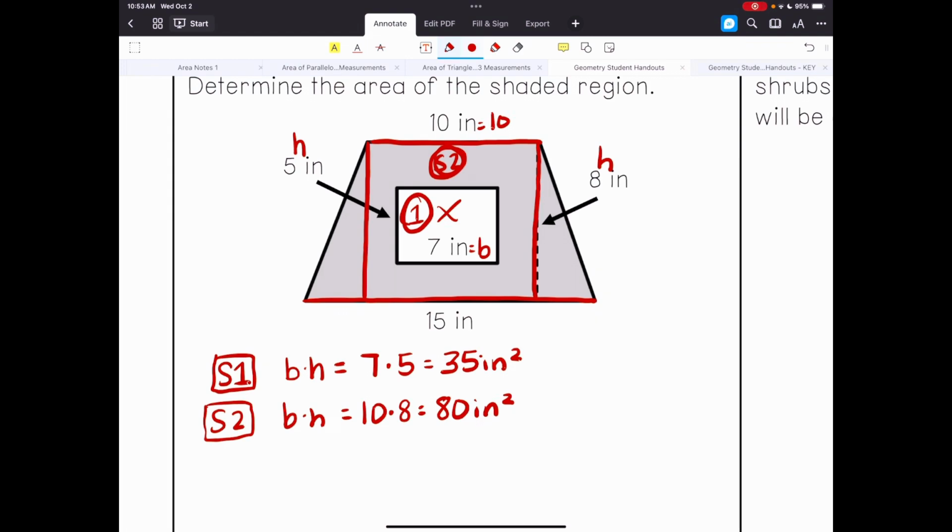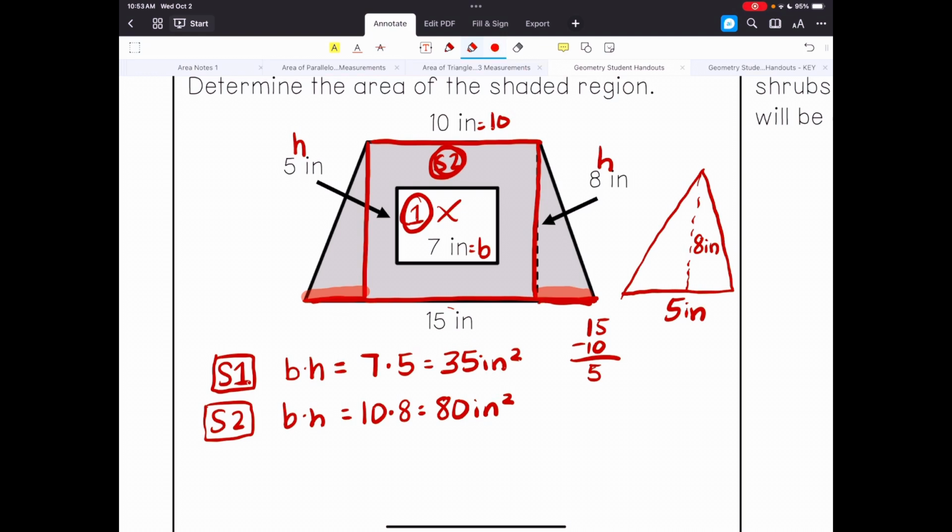Now, for the two triangles on the end, that's where things get a little bit trickier because we actually have to look at putting those two triangles together. So if I slide those two triangles together, they create one big triangle like this. If I slide them back to back, it's got my 8-inch height, and then these two pieces are going to be the 15, take away the 10, which leaves me with a base of 5 inches. So these two pieces right here combined are 5 inches. So that gives us the base of 5.